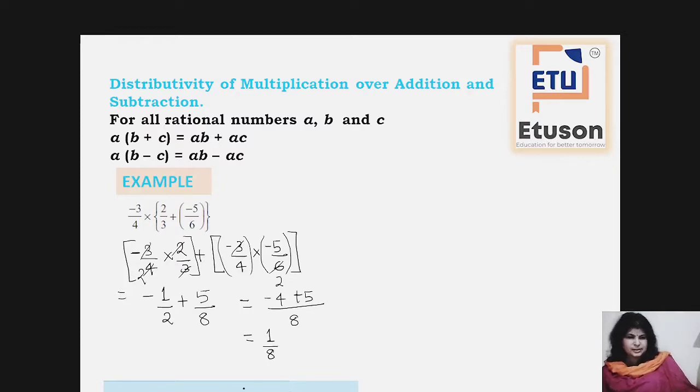Here is homework for you. Using the distributive property, please find the solution to the following problem: 7 by 5 into minus 3 by 12 plus 7 by 5 into 5 by 12. I know you can do it because you are all my good children. So please do it.